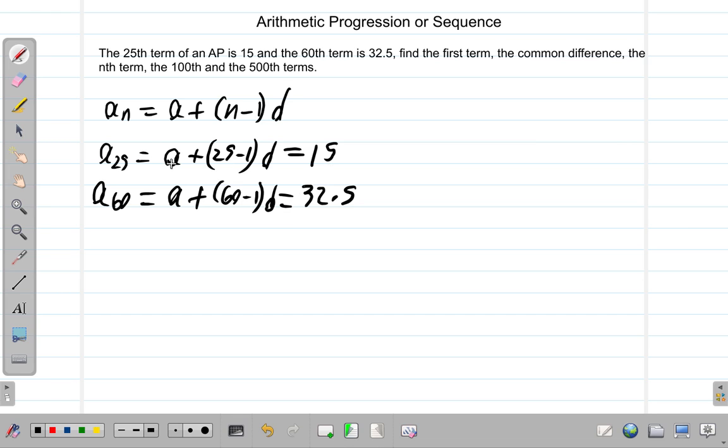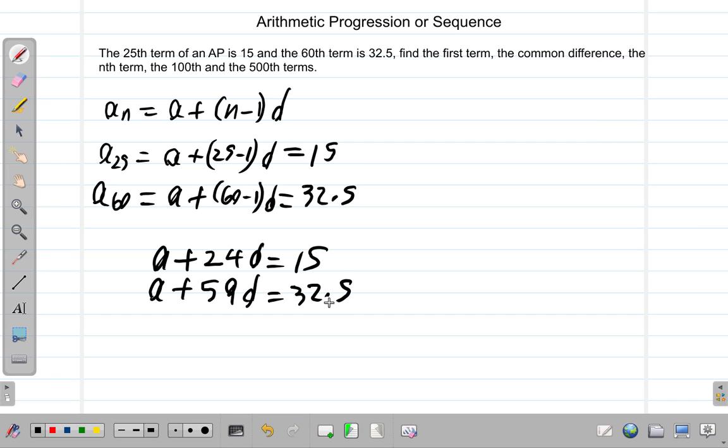Now, let's simplify this. The first one is A plus 25 minus 1 is 24, so it's A plus 24D equals 15. And the second one is A plus 59D equals 32.5. Alright.